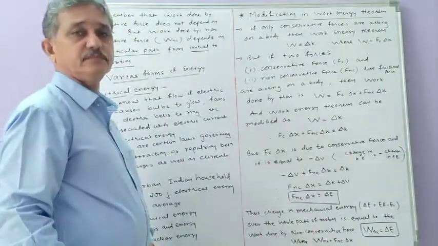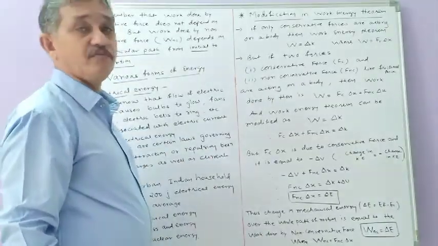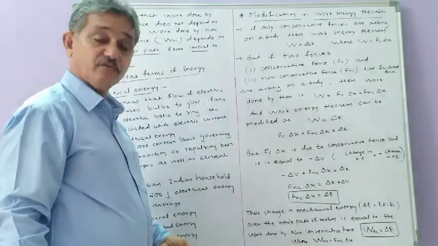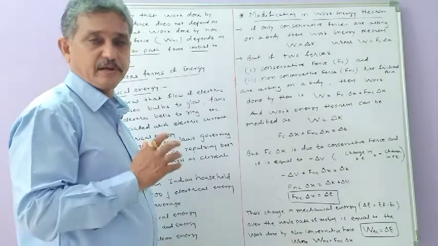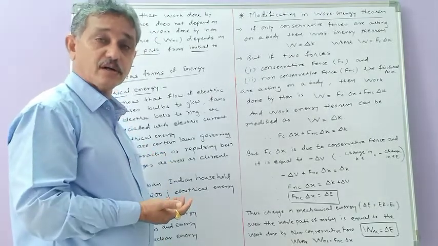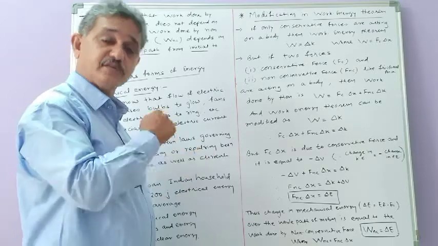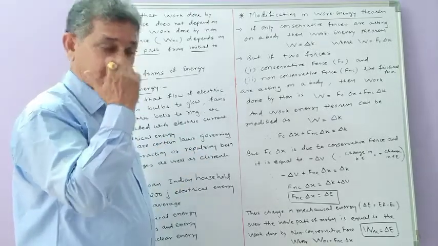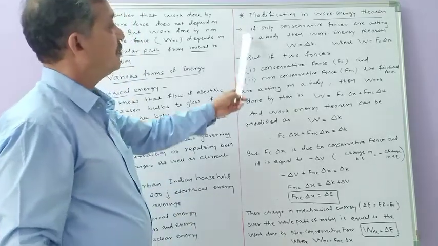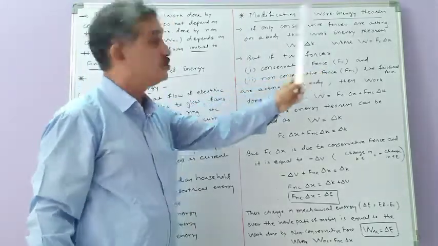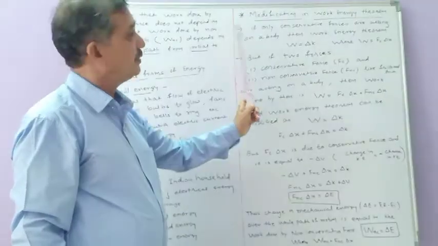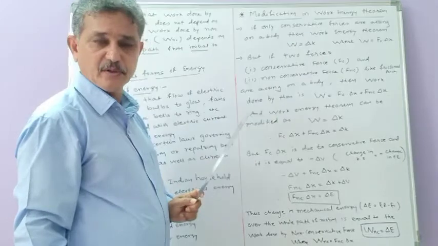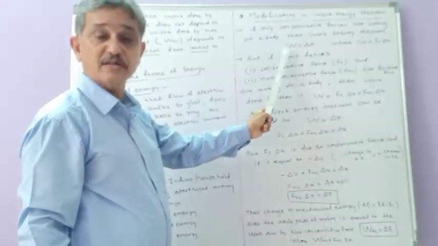Now let us see a modification in work energy theorem. So last time we have studied the work energy theorem, W equal to delta K. What is W? W is the work done. By which force? Work done by conservative force. And delta K is what? Change in kinetic energy. So now we remember, if only conservative forces are acting on a body, then work energy theorem can be written as W equal to delta K, where W is the work done by conservative force.